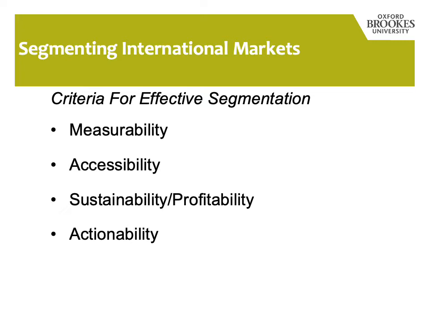Measurability refers to available, credible, and current statistics to support this opportunity. Accessibility refers to current available market opportunity. Sustainability or profitability: will this operation be sustainable and profitable in the long term? Actionability refers to the degree to which the organization has sufficient resources to formulate effective marketing programs and make things happen.